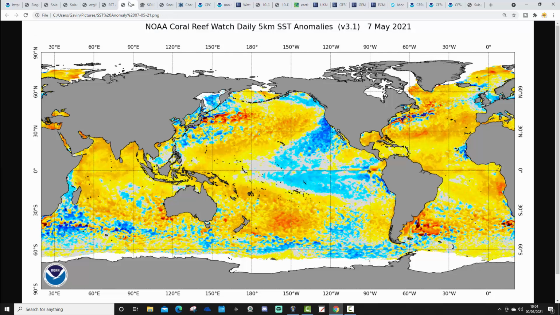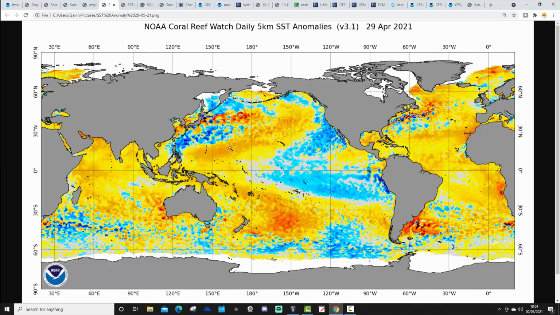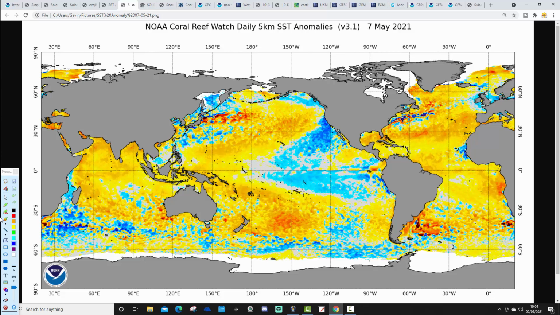Let's have a look at the very latest. This is it then. This is from the 7th of May, by the way. We'll deal with the ENSO region first of all. So, again, that's how the ENSO region was looking last week. This is how the ENSO region looks this week. Not much of a change.